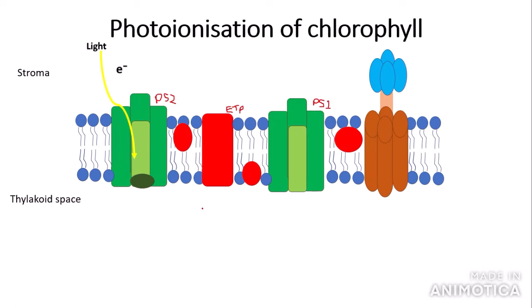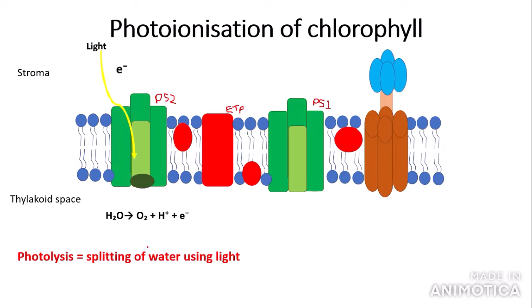This means that the chlorophyll molecule that the electrons were in has become photoionized or oxidized as it has lost an electron. Now these electrons are replaced by the process of photolysis. Photolysis is the splitting of water using light. So the light hits the water molecule and splits it into oxygen, protons and electrons. The electrons are then reabsorbed by the chlorophyll molecule. The importance of the protons will become more important when we talk about chemiosmosis.